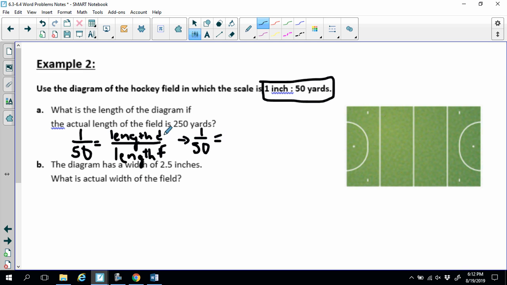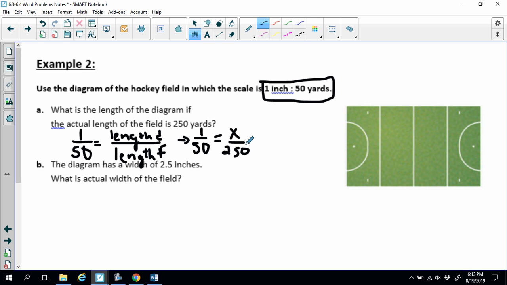Now the length of the diagram, that's what we're going to use X for because we don't know. But they do say the actual length of the field is 250 yards. I'm going to go ahead and put 250 here. And anybody could be saying, how did you know to put length of the diagram on top and then length of the field on the bottom? Well, it's using our corresponding sides. So the diagram is smaller, so that should go with the smaller number, 1 inch. While the length of the field, remember 50 deals with the yards, 250 yards, well, those are our corresponding sides. So we're going to put it in the bottom.